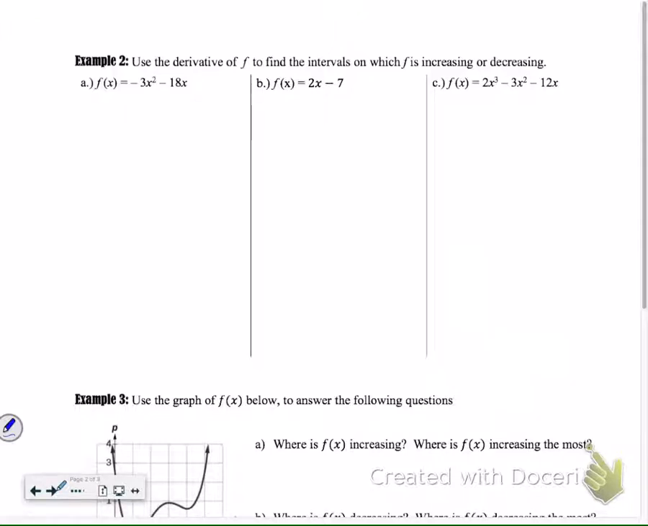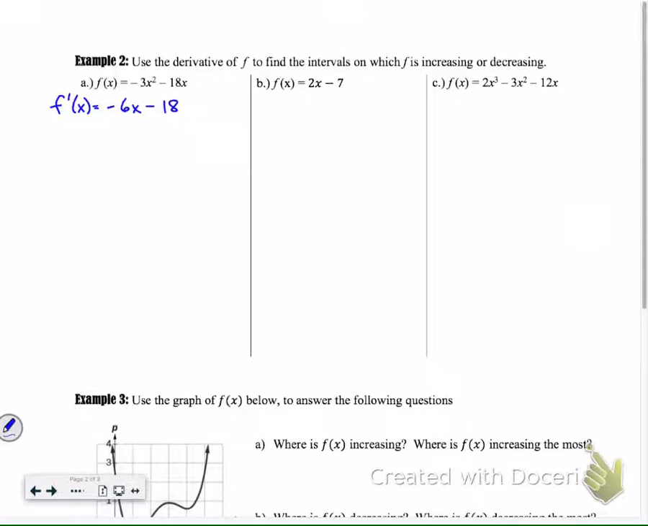Well, for one, graphing's not always going to give you an exact answer. And two, if it says use the derivative to find the intervals, but you just graph it, then you haven't used the derivative to find the interval. So it is still something you need to be able to do regardless. So first thing I need to do is find the derivative. Obviously it says to use the derivative. So this one's pretty easy. f'(x) would be equal to negative 6x minus 18.